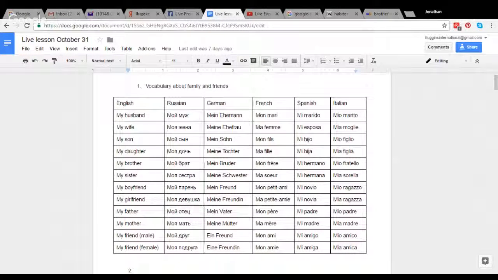So I will update this chart for the vocabulary that we've looked at today.